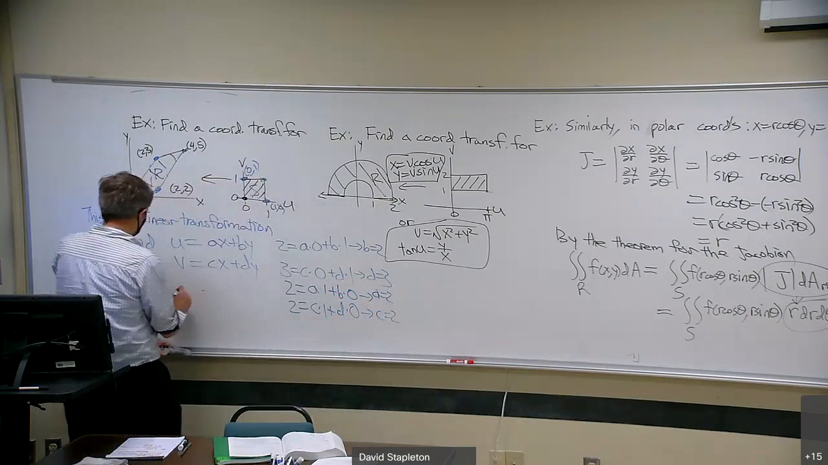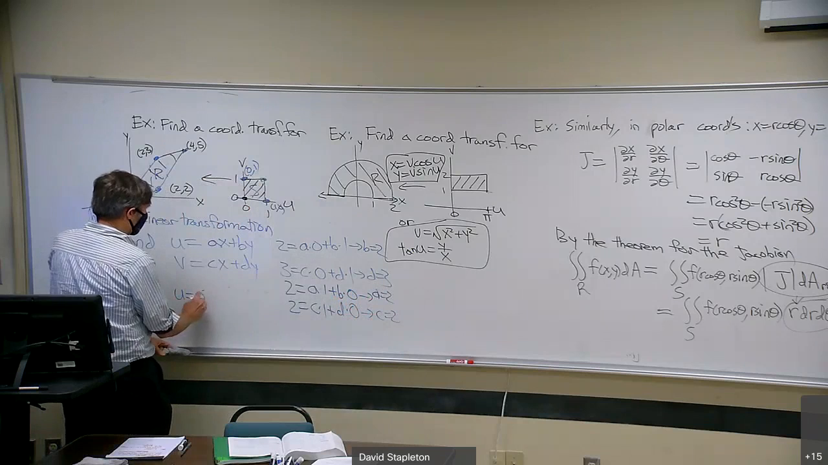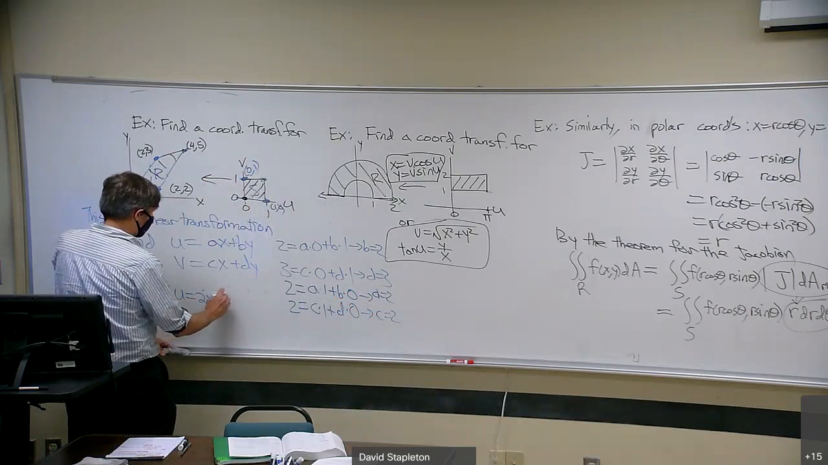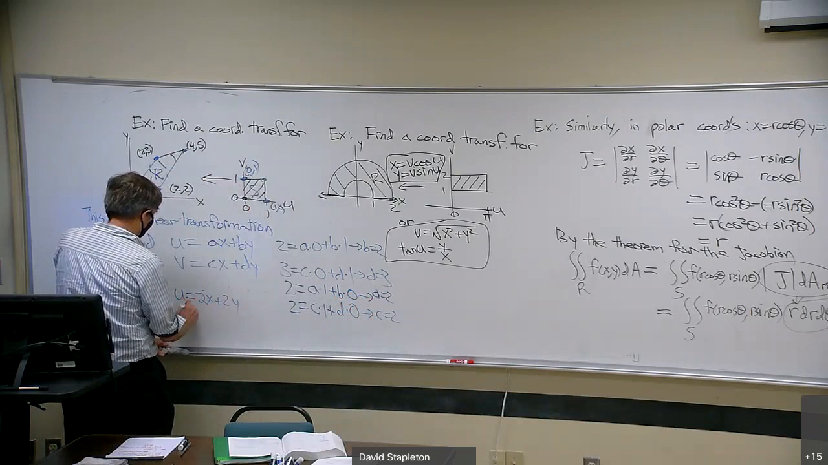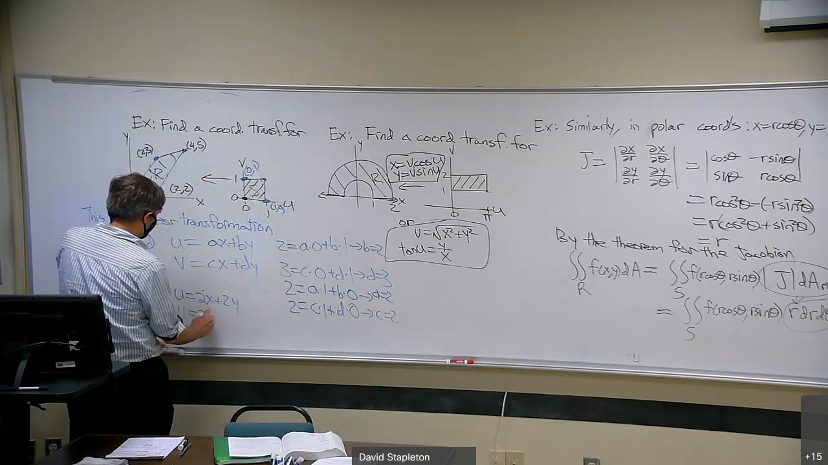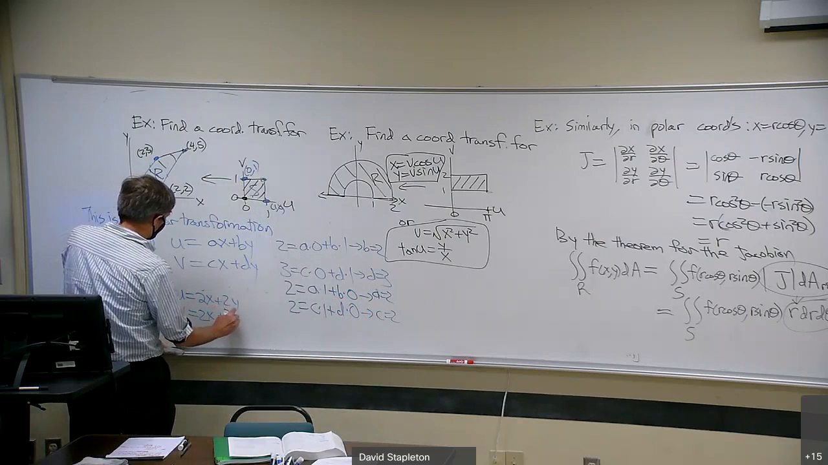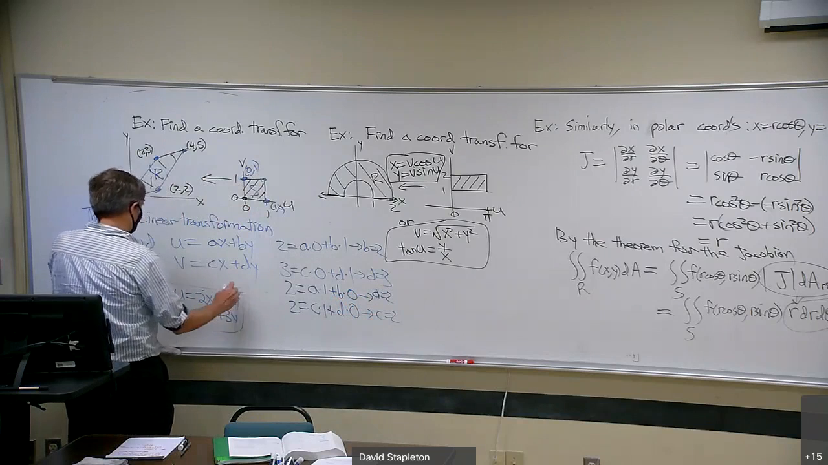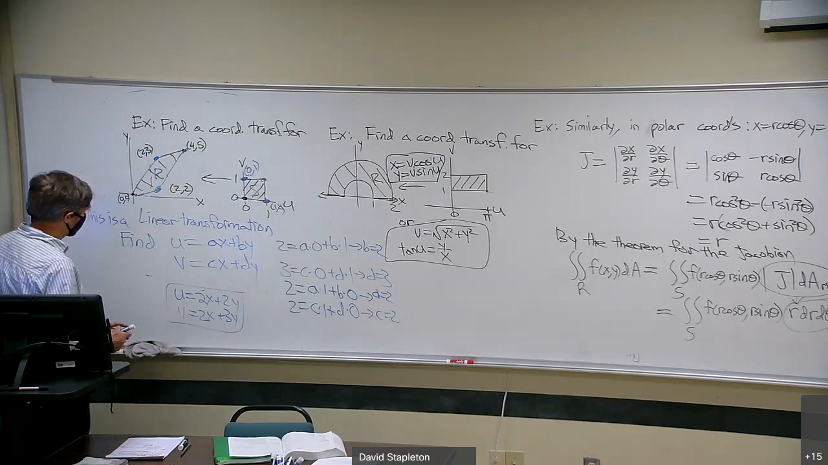And so what we have then is u equals 2x plus 2y, v equals 2x plus 3y, and we should go through and check it. But that'll be the linear transformation in the one direction.